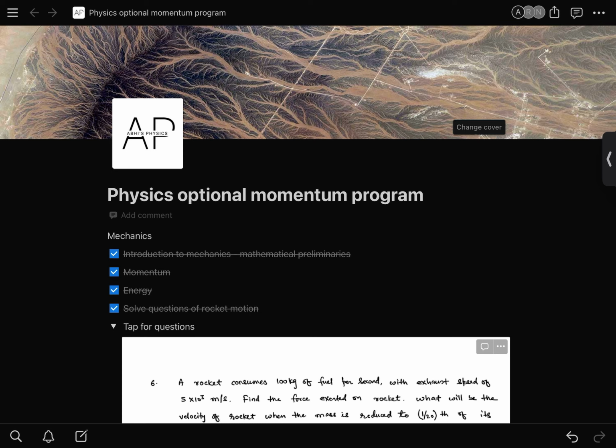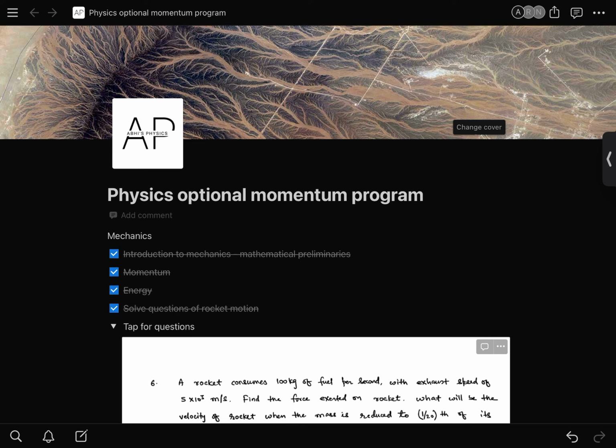Here we can see that we have a mechanics to-do list added, and the first items are introduction to mechanics, mathematical preliminaries, then momentum, energy. If you understand the syllabus, these three are very big parts, and I'm very amazed by seeing the speed of the person. He has solved momentum and energy so well that I cannot believe he did it himself. That is the power of pressure, I think.